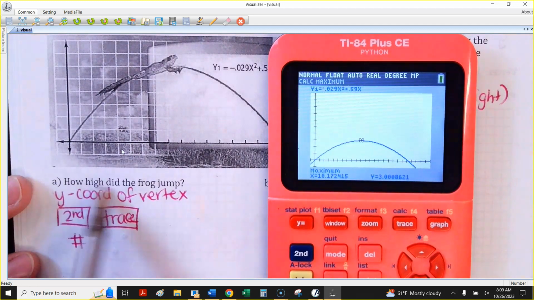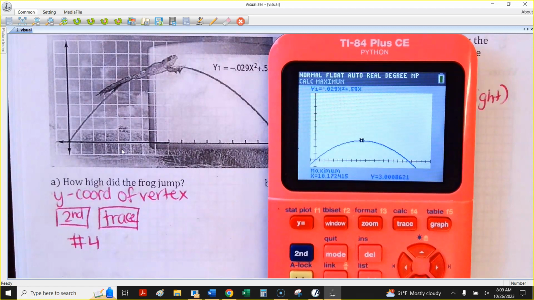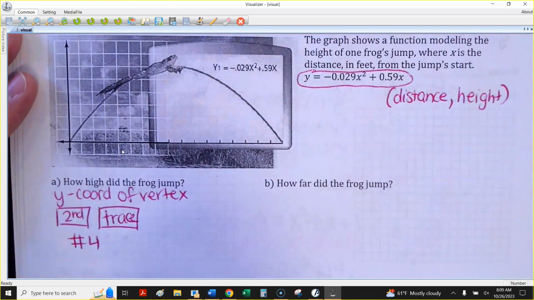How high did the frog jump? What would you tell me your answer would be? 3. And I can't remember what this is, this is in feet. So 3 feet.